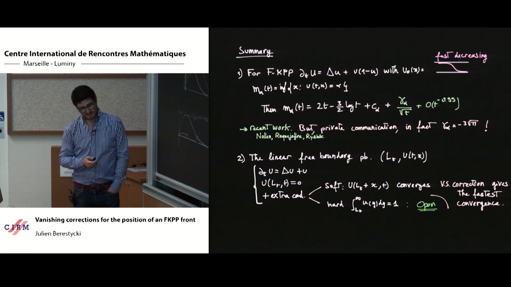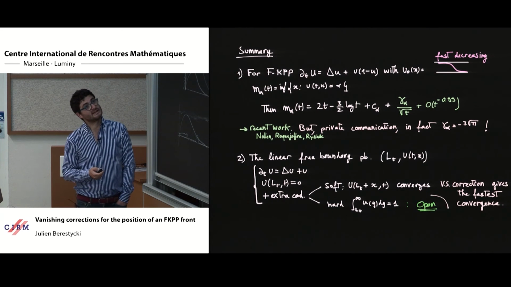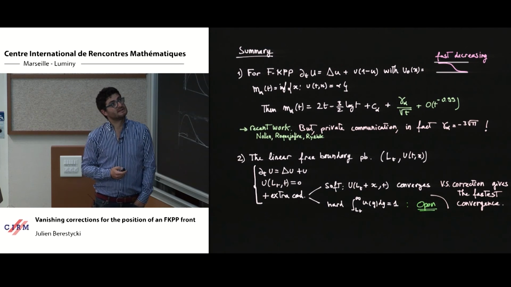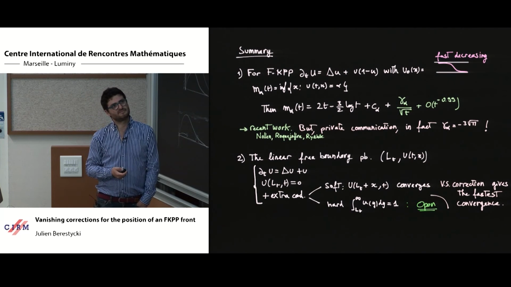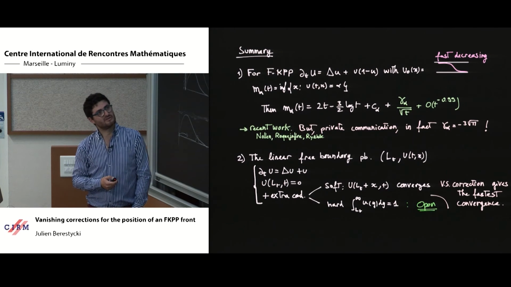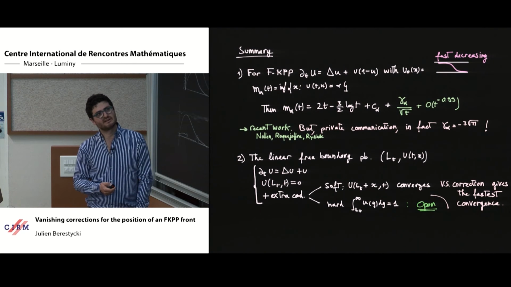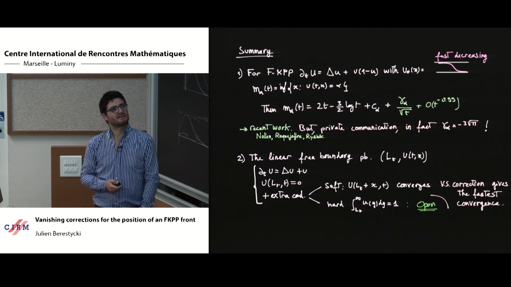The next thing I mentioned was a related problem where you have a free boundary problem, where you kill at some position L_t, and you need some extra condition. If you just want a soft condition, where you just impose that seen from L_t you converge to something, then what we proved is that the van Saarloos correction, so the Ebert and van Saarloos correction, gives the fastest convergence.